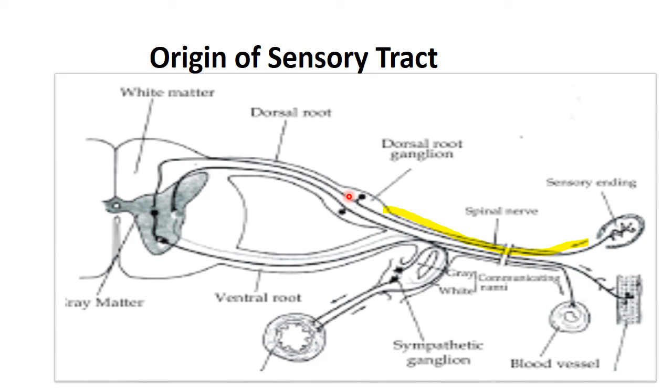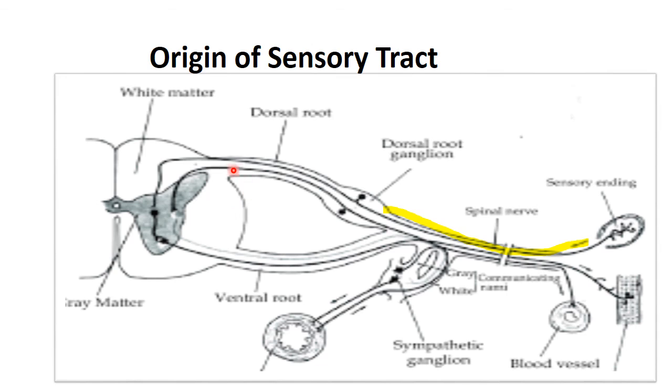These are the central processes of the dorsal root ganglion responsible to form the dorsal root. Before entering into the dorsal horn, grey matter, it divides into two, lateral and medial division. Now they will ascend upward either after crossing immediately or they ascend up to the level of 1 or 2 segments or may go up high up to the medulla.